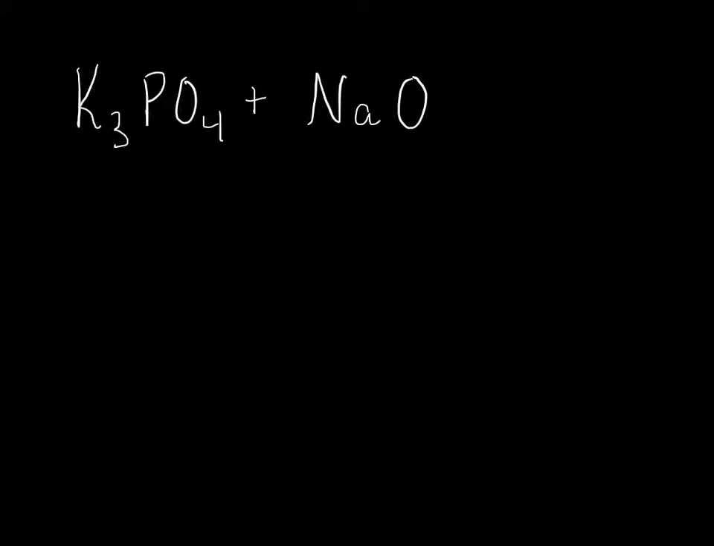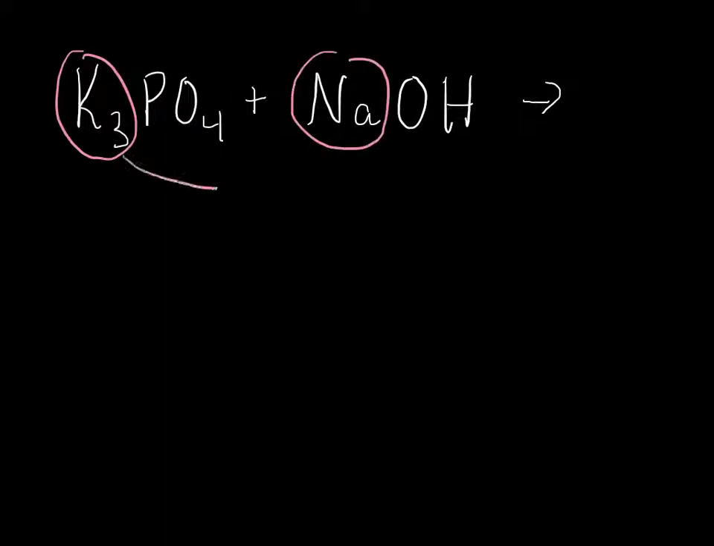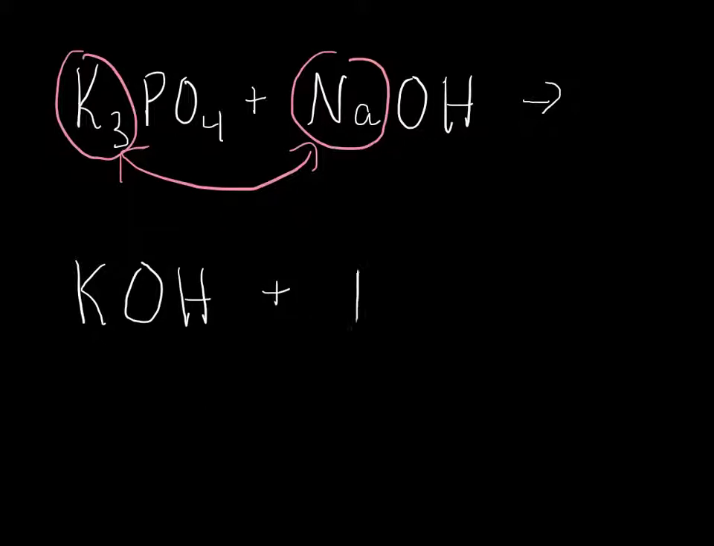So let's say that I have K3PO4, potassium phosphate, plus NaOH, sodium hydroxide. So I'll think about this as my K and my Na as switching spots. So don't worry about the subscripts right now. The best way to do this is to first just put things together. So my K is now going to be paired up with the hydroxide group, and my Na is going to be paired up with the PO4 group.